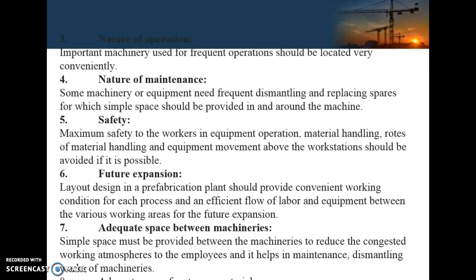Then maintenance of the equipment. Each and every machinery and equipment should be maintained regularly. Then safety of the workers. High safety measures for the workers should be followed.